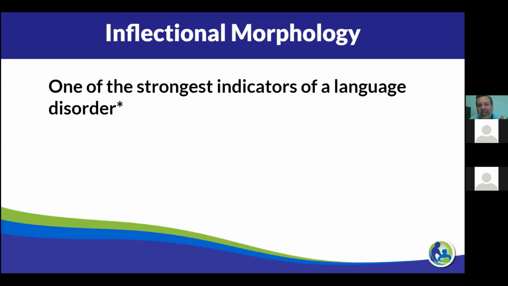That's one of the strongest indicators of a language disorder for mainstream English-speaking children who do not speak a dialect such as African American English. All right. But we know that kids with language disorders, if they speak mainstream English, they drop their inflectional morphemes.